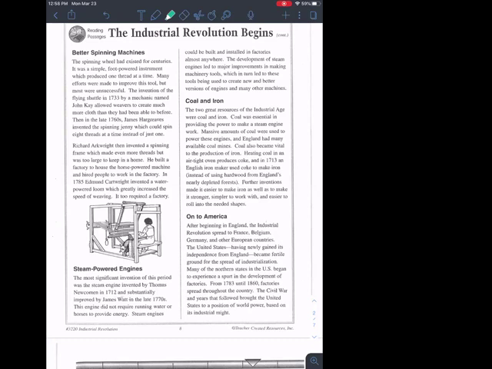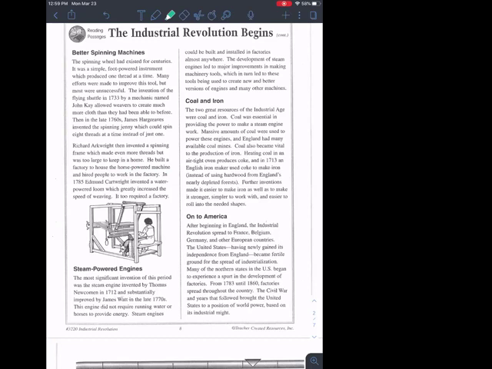Richard Arkwright then invented a spinning frame, which made even more threads, but was too large to keep in a home. He built a factory to house the horse-powered machine and hired people to work in the factory. Horse-powered machine means that instead of using steam engine or gas, all the machines were done by horses walking around in a circle attached to a wheel that was attached to everything else.